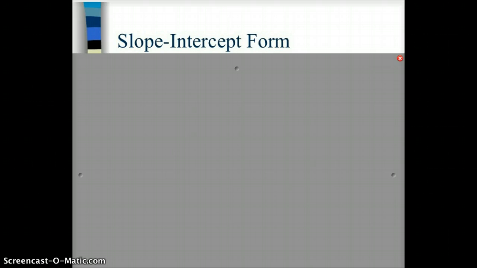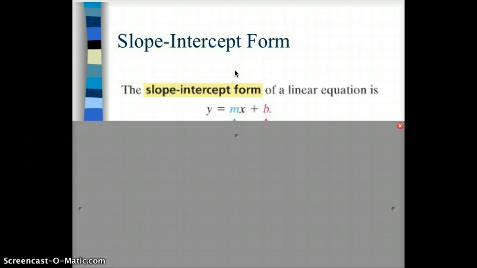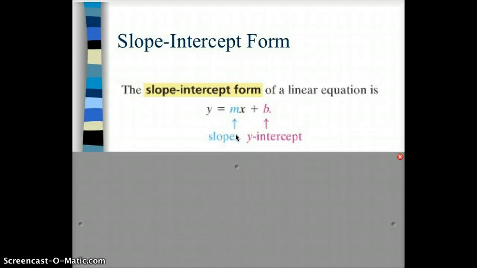Slope-intercept form of a linear equation. You should know this from 7th grade, so I'm not going to spend a lot of time telling you why it works. But the slope-intercept form of a linear equation, the standard form, is y equals mx plus b. It's something worth memorizing and knowing because it makes writing equations a lot easier.